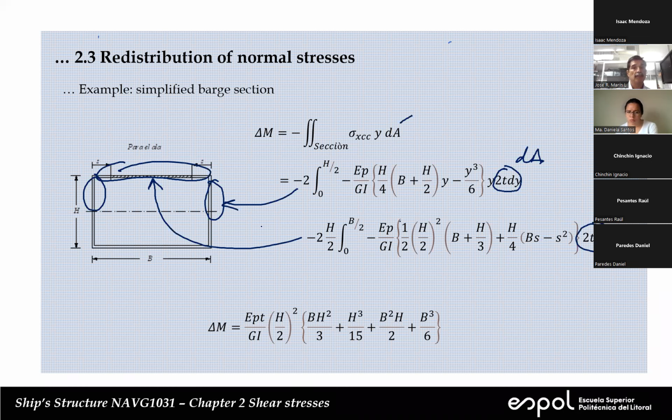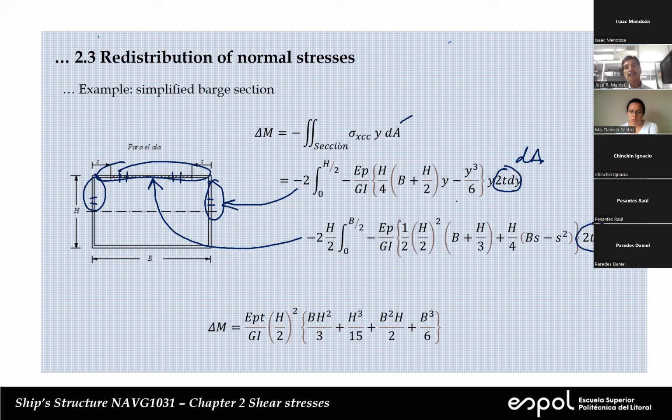Okay, so you integrate simultaneously on both sides. So you integrate a little bit here and a little bit here. A little bit here plus a little bit here. So you add this plus that, and that's what you have here. 2 times T dy. You add this plus that, and this is what you obtain, 2T ds.